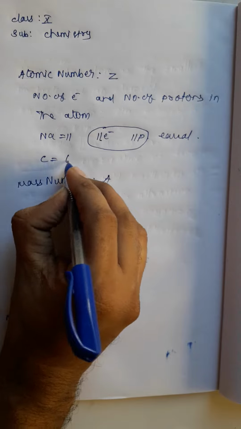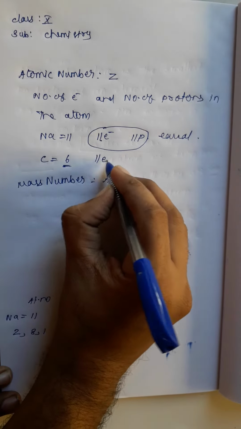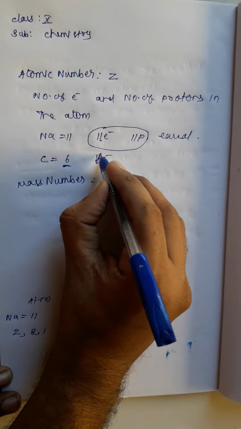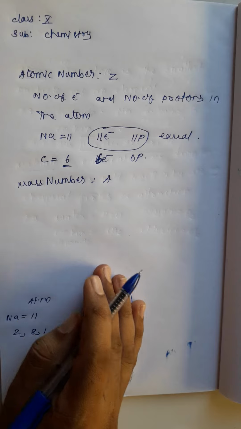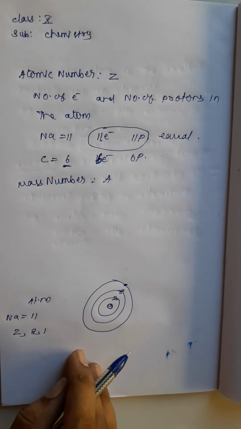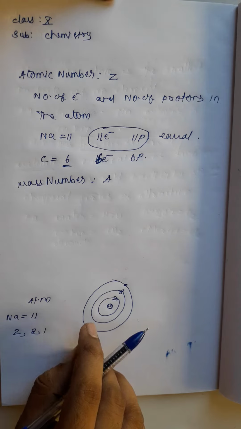For example, carbon atomic number 6, if we have atomic number 6, it must contain 6 electrons. It contains 6 electrons and it must contain 6 protons. Okay, there will be a difference in the neutron but not in the electron and proton. This is called the atomic number.